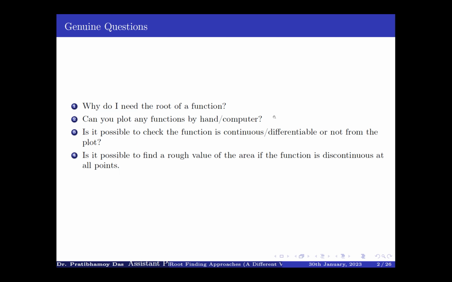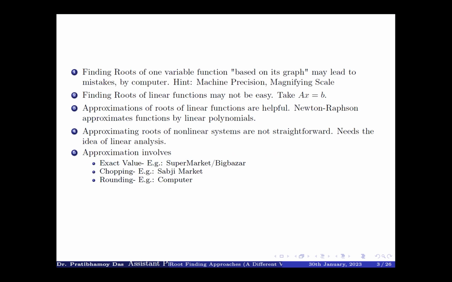You think: is it possible to find the value of the area under a graph if the function is discontinuous? This one is a measure theoretic question. For example, I take the function f(x) equal to 0 for x irrational, and f(x) equal to 1 for x rational. That function has measure theoretic area 0, because the measure of the rationals is 0, the measure of the irrationals is of course 1, but 1 multiplied by 0 is 0.